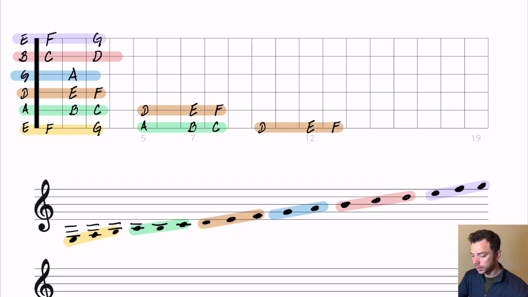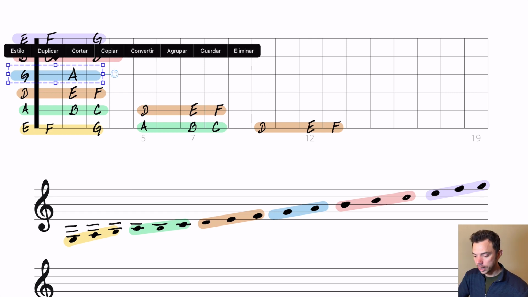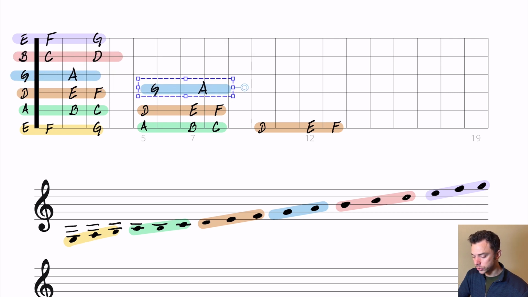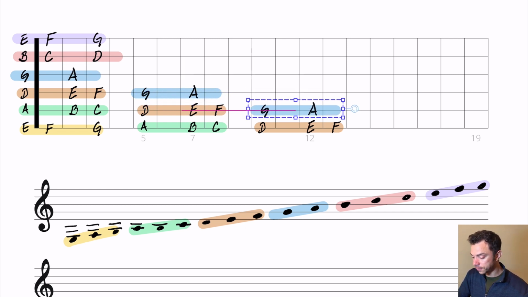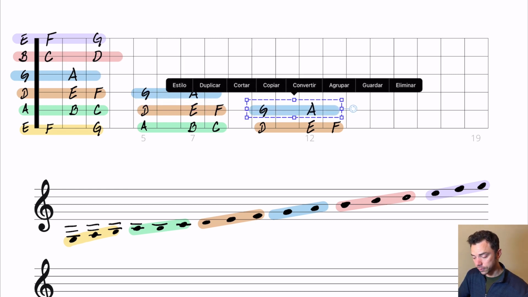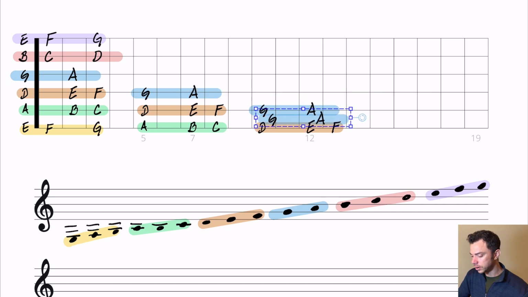4th string as open string, string number 5 on fret 5, and string number 6 on fret 10. The 3rd string. So here we have 2 notes, and we can find these 2 notes on the 4th string, starting on the 5th fret, and also on the 5th string, starting on the 10th fret, and also on string number 6, starting on the 15th fret.